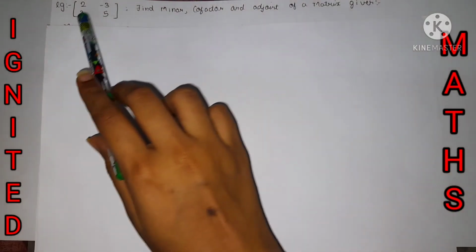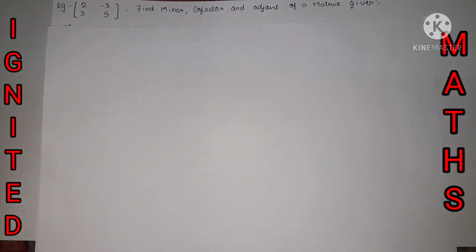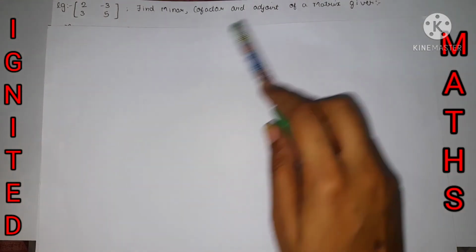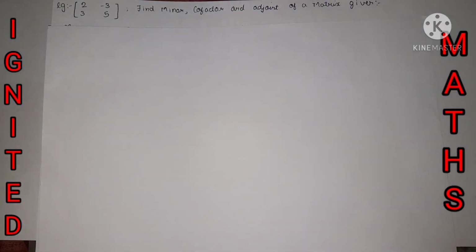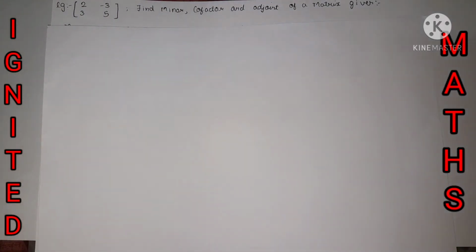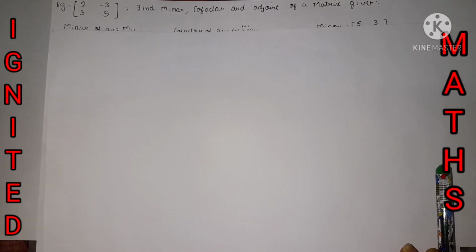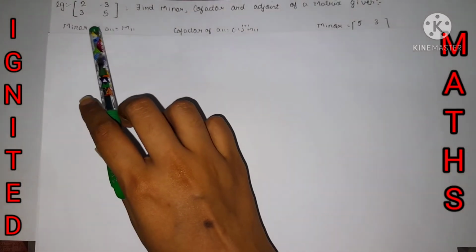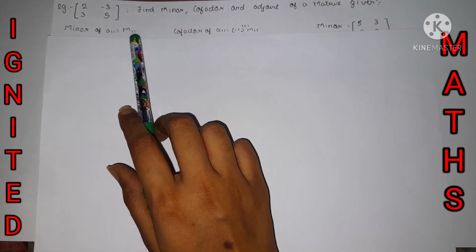Here is the example for a 2 cross 2 matrix in which we need to find the minor, cofactor and adjoint of the given matrix. It is the same procedure as we have seen with A11, A12, related to the Aij terms we did over there. Previously we have done it that way, but over here we are going to do it with numbers. So let's start with it. Now let's start with the minor elements. Minor of A11 is equal to M of 11.